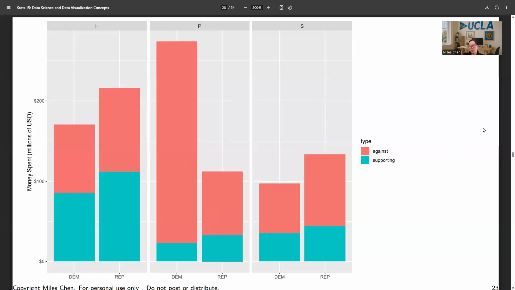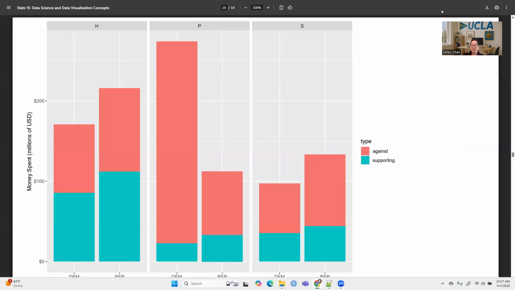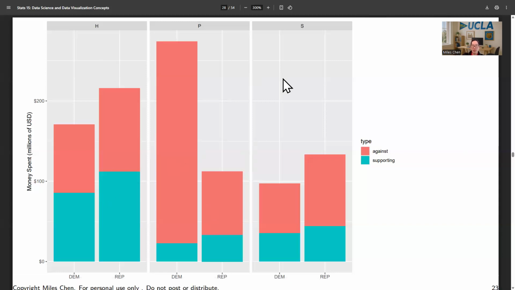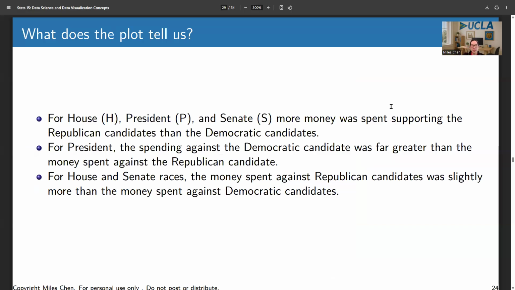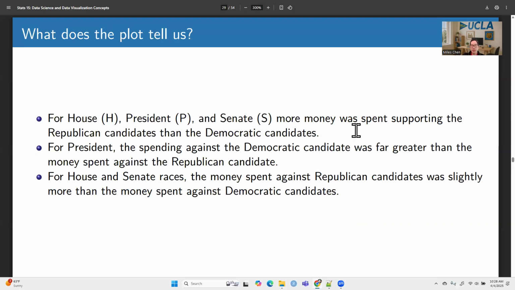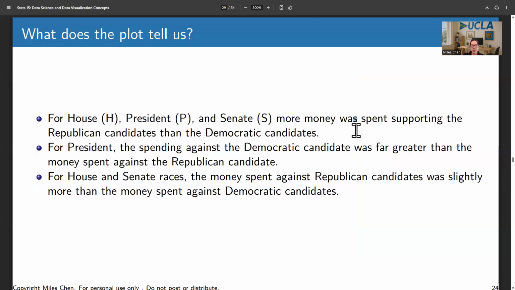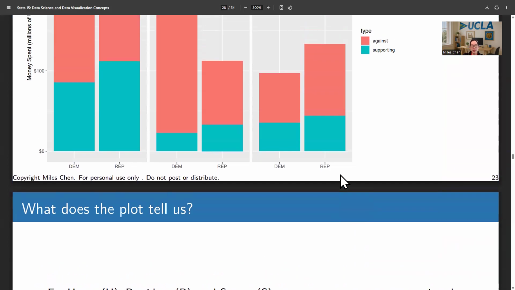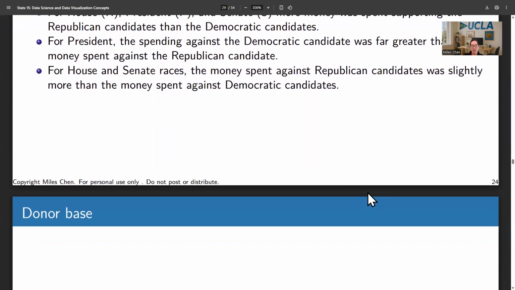So we see the amount of spending changes quite a bit with regards to which type of office is being sought, president versus Senate versus House, and things like that. Overall, more money was spent supporting Republican candidates versus Democratic ones. The spending against the Democratic candidate, Obama, was far greater than the spending against the Republican Romney and Ryan. For House and Senate races, money spent against Republican candidates was slightly more than the money spent against Democratic candidates. A little bit more, but certainly not as dramatic there.